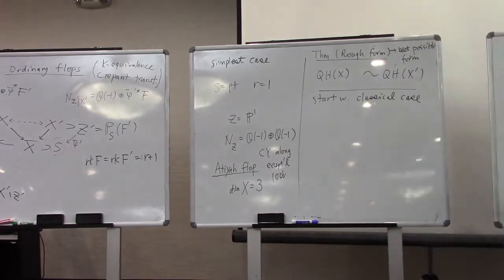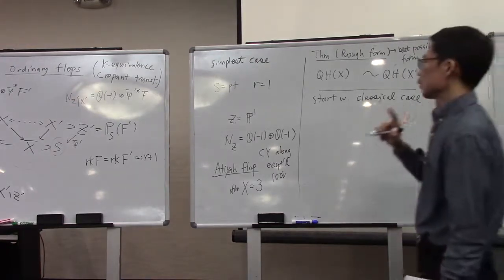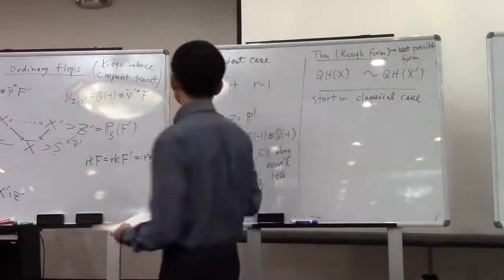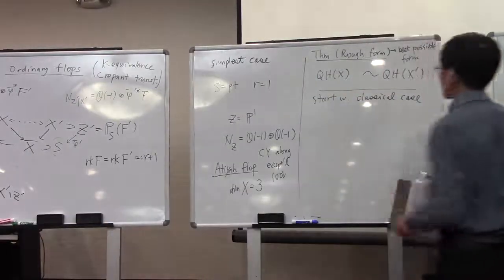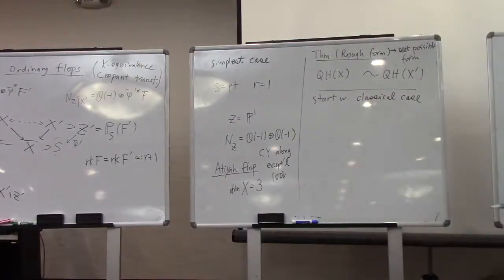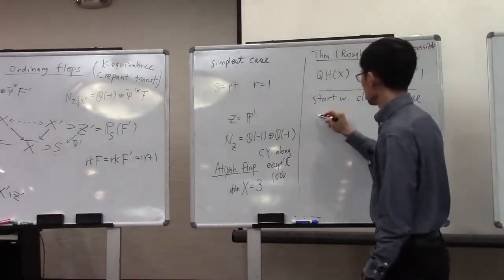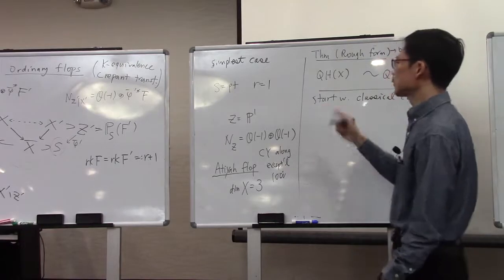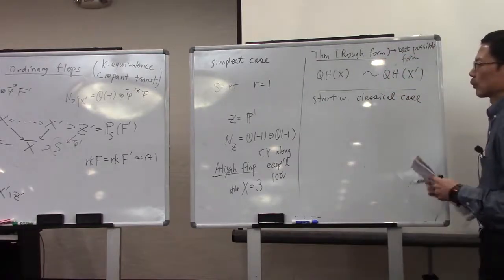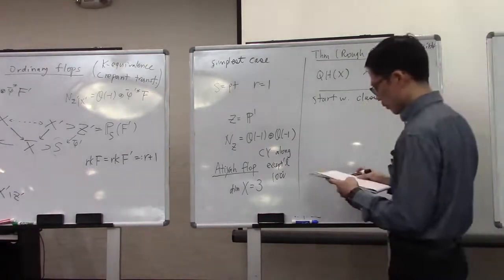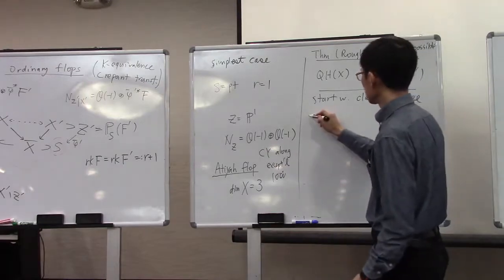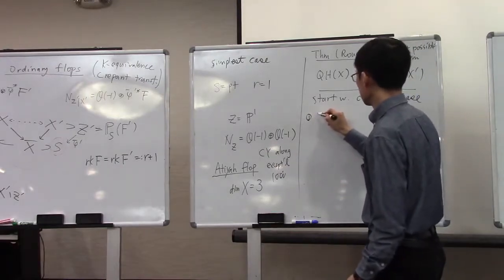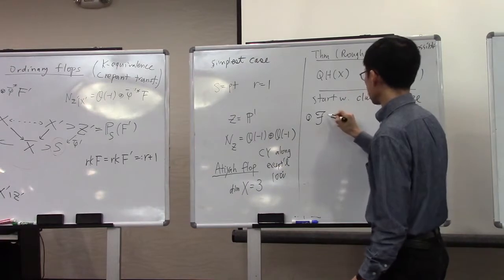And so let's start with this case. First of all, if I want to identify quantum cohomology, I better first identify classical cohomology. So you want to first identify classical cohomology, and you use that identification to identify your quantum cohomology. And so what do I mean by this? First, you want to show that there is a natural correspondence.